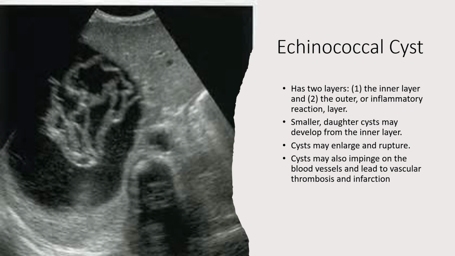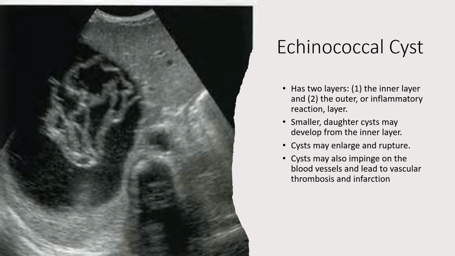There are going to be two layers, right? The inner layer and the outer or inflammatory reaction layer. You may even see smaller daughter cysts develop from the inner layer. They can be very large. If they get large enough, they can rupture. That can lead to fatal problems in the liver if they take over too much of the liver parenchyma, or if they rupture and cause serious hemorrhage.